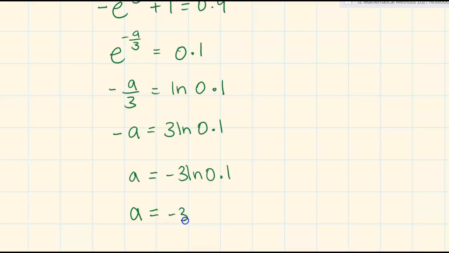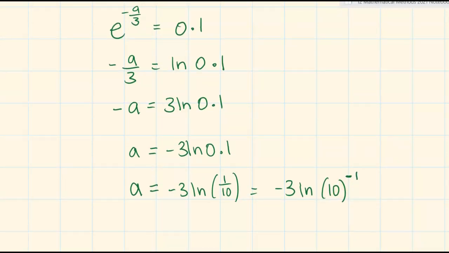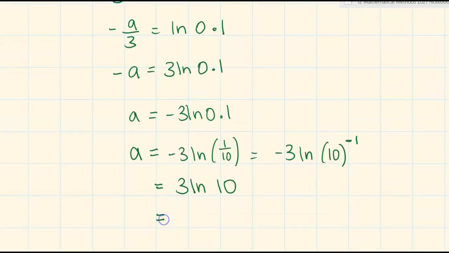Let's have a look at what 0.1 is. What is 0.1? 1/10, okay, which is the same thing as 10 to the power of -1. And now I've got that power, what can I do? Multiply it by the -3. So A actually is just going to equal 3 ln 10. Just good to think about how we can be manipulating those logs a little bit more. And to 3 decimal places, what does that equal?